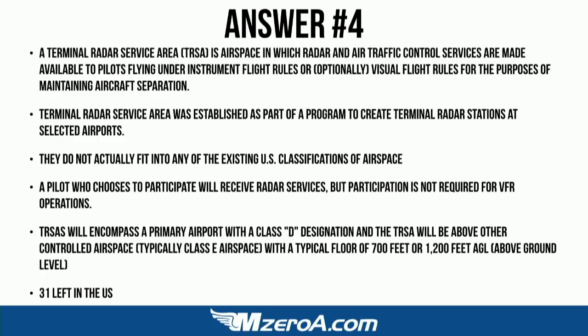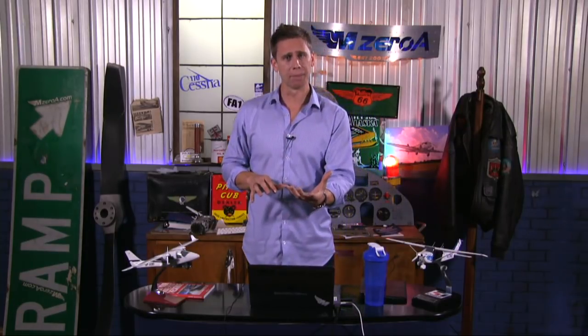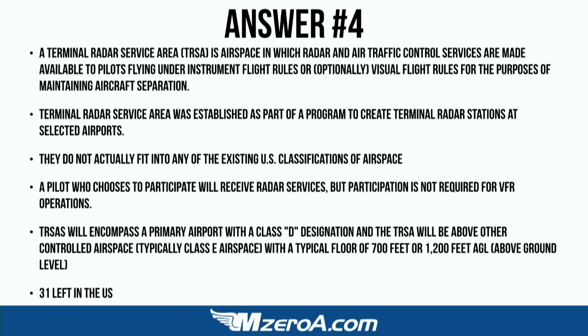A Terminal Radar Service Area, or a TRSA, is airspace in which radar and air traffic control services are made available to pilots flying under instrument flight rules or optionally visual flight rules for the purposes of maintaining aircraft separation. I always kind of jokingly say that a TRSA is like reject Class Charlie airspace. In a way, it provides all the same services. However, in the VFR environment, you're not required to talk to them. Let me just read a little more and I'll explain that here in a second.